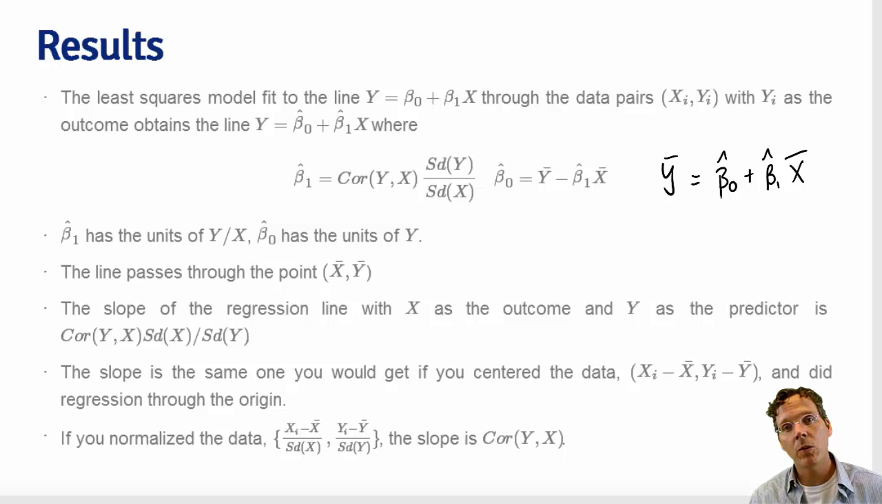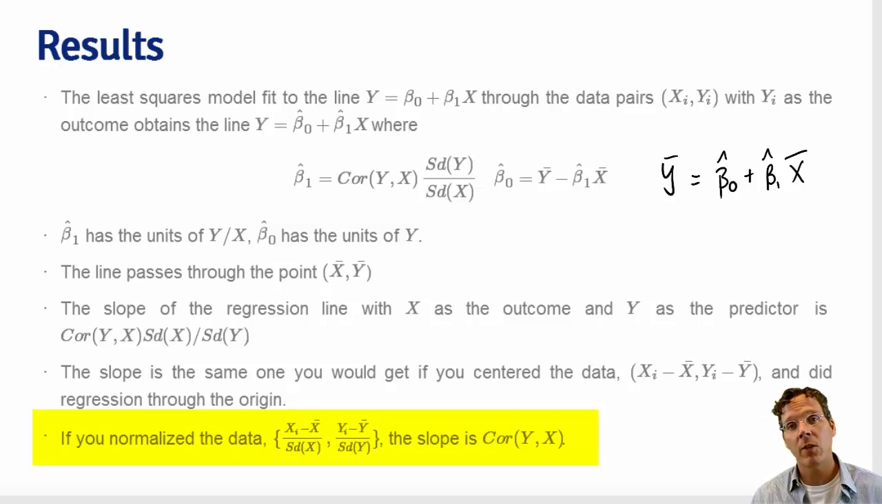I would also note that if you normalize the data, don't just center it, but center it and scale it, the slope is exactly the correlation, because the standard deviation of the x variable is 1 and the standard deviation of the y variable is 1. So we can see just from the equation for the slope that it'll just be the correlation.